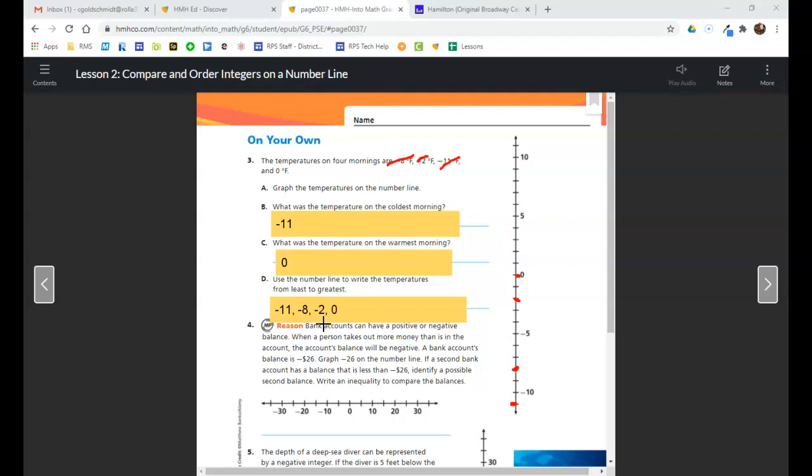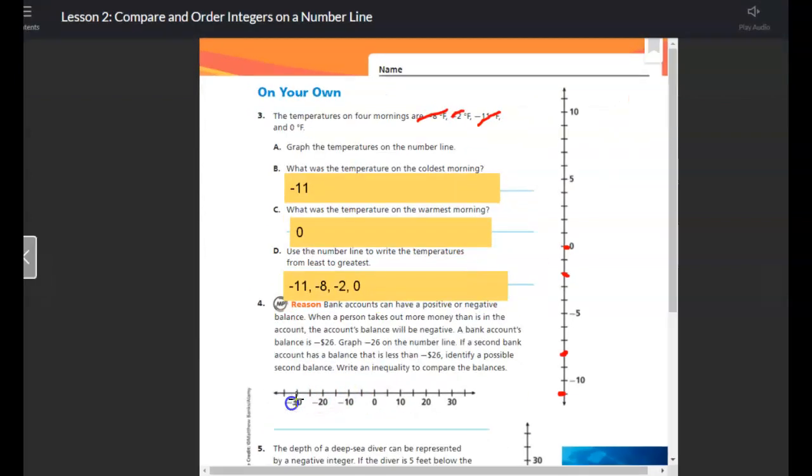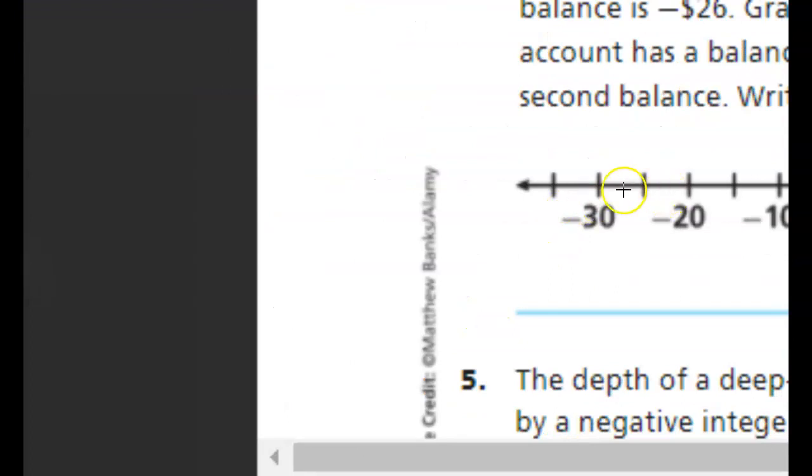Now let's look at 4. Bank accounts can have a positive or negative balance. When a person takes out more money than is in the account, the balance will be negative. A bank account's balance is -26. Graph -26 on the number line. So -26. They're counting by 5s here, so -5, -10, -15, -20, -25. So I'm going to put my dot right here.